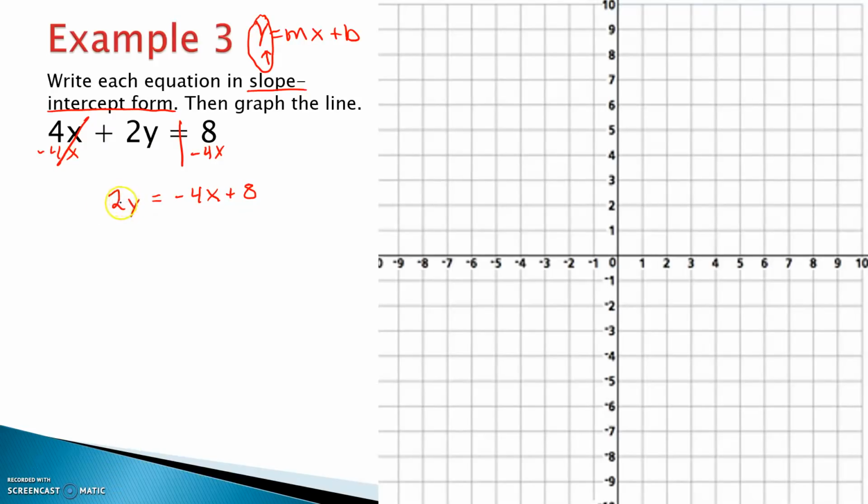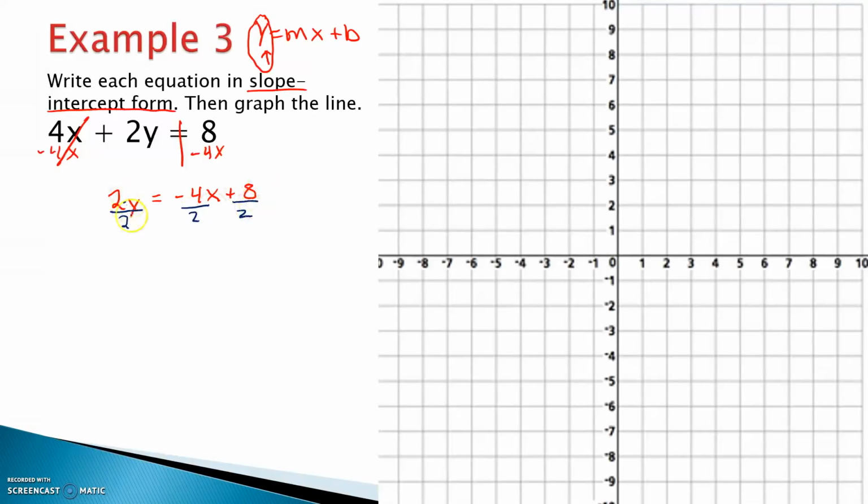Ask yourself, what's going on between the 2 and the y? You're multiplying. So how do I get rid of multiplication? The inverse operation says I have to divide. But what am I going to divide? Do I divide the 4? Do I divide the 8? Well, you have to actually divide everything by 2.